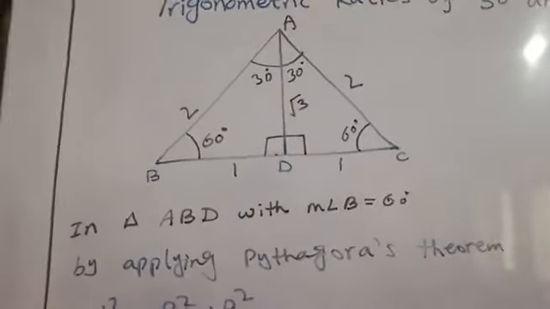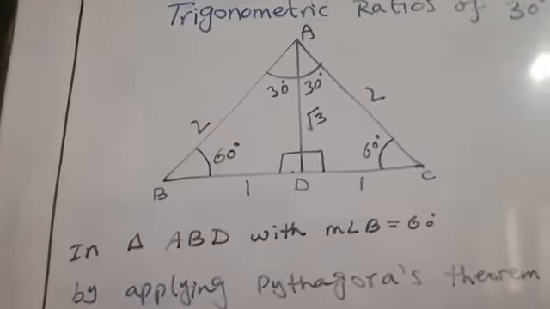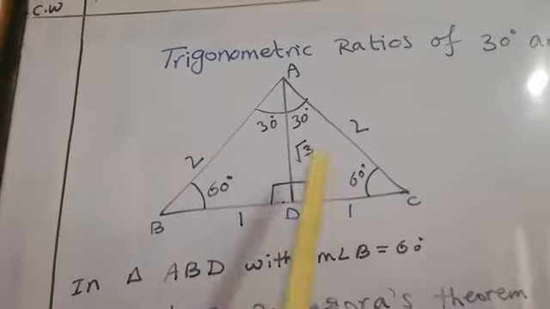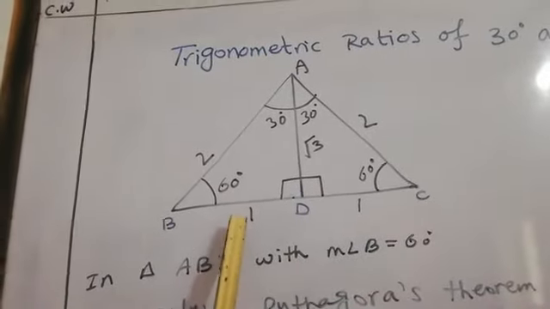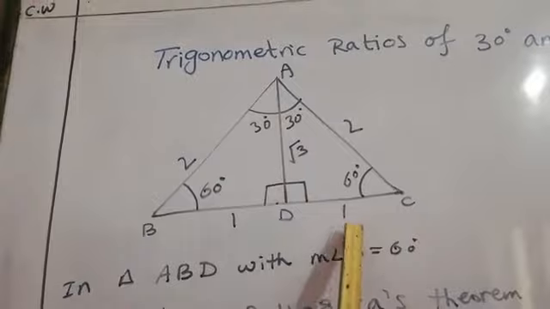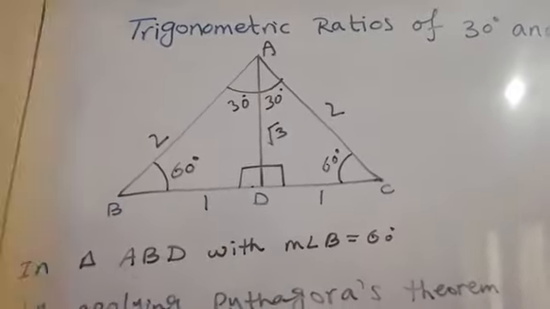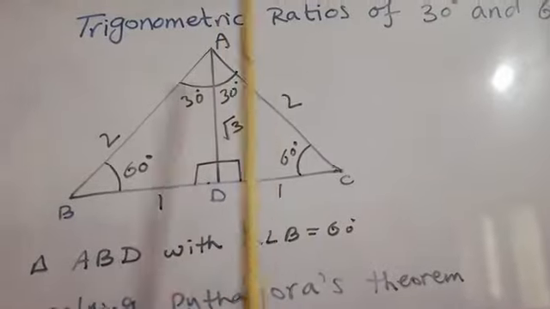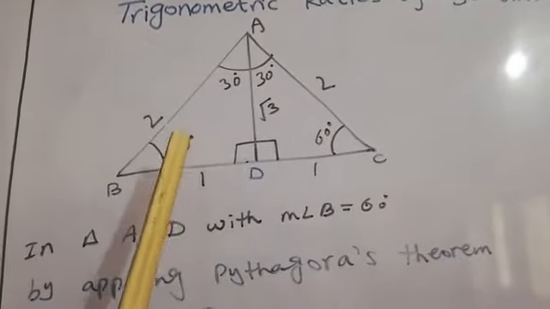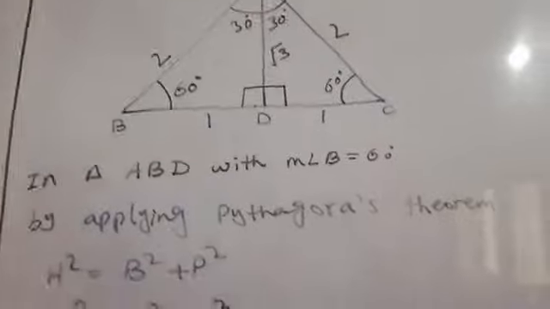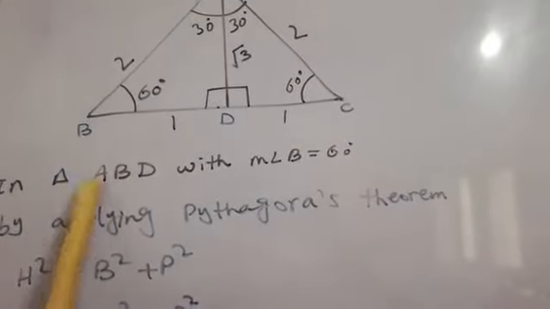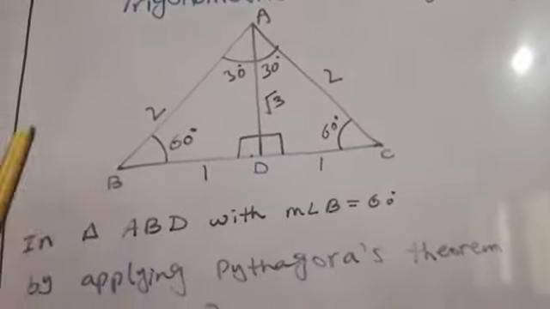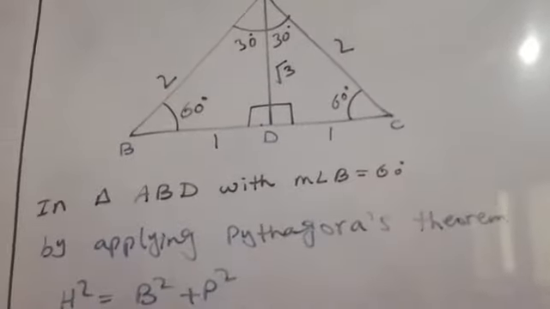And suppose the side of the equilateral triangle is 2, 2 and 2, and if we divide these sides, then it becomes 1 and 1, meaning their unit is 1 and 1. Now we will ignore any one triangle first, and we will just consider this triangle ABD. In triangle ABD, the measure of angle B is 60. We will suppose any one angle, 60 or 30, as you wish.